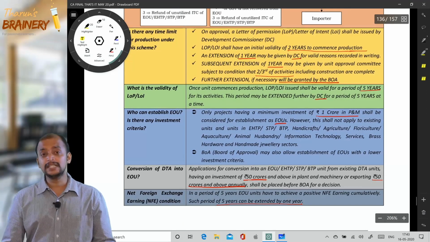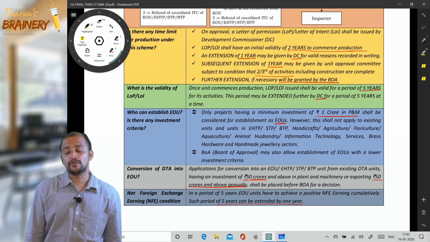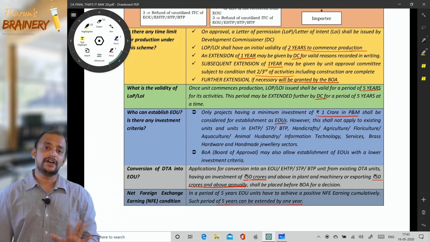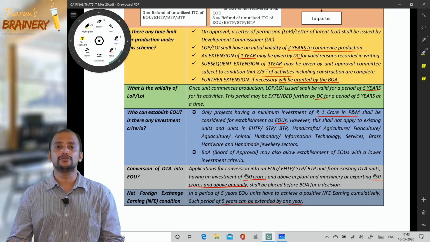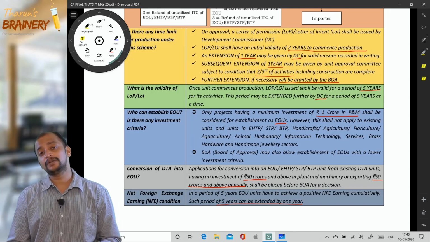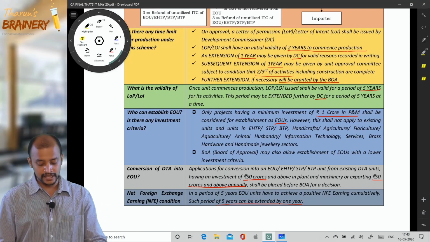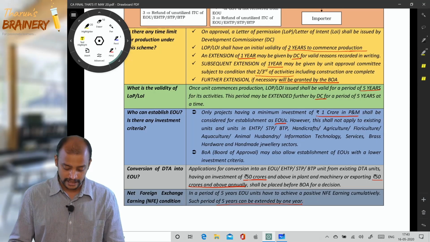Then what is the validity of this LOP or LOI? Once it is given, what is its validity? 5 years is the validity. So for 5 years you can be operating as EOU, EHTP. Suppose you want to continue beyond that, you need to go for an extension and they can give the next 5 years. The Development Commissioner will be doing that.